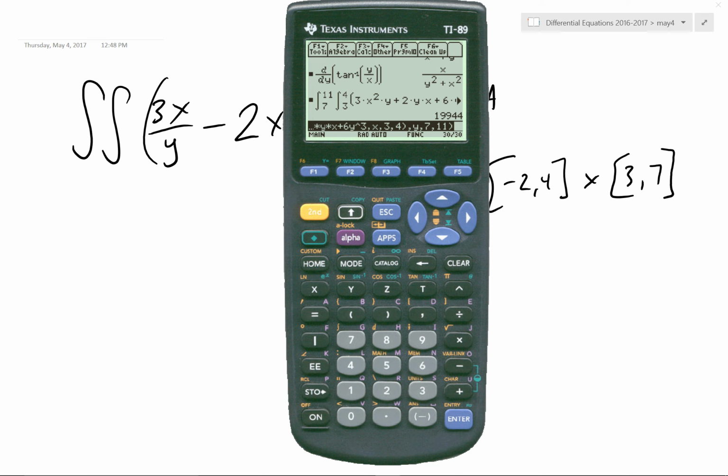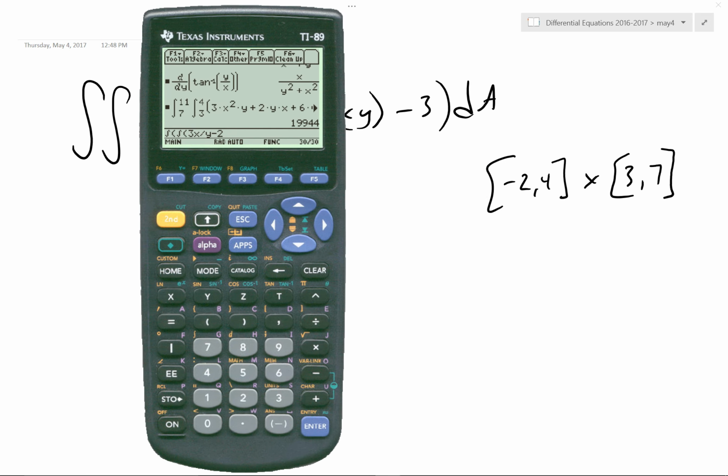x sine xy. So integrate, very good. Integrate, and then 3x divided by y minus 2x times sine of x times y minus 3. So I'm not going to tell you what I'm going to do. I'm just going to do my own thing. I did dy dx, and I got, bam, that.